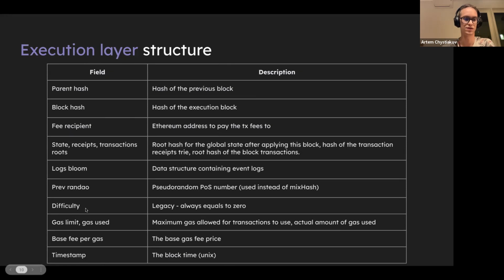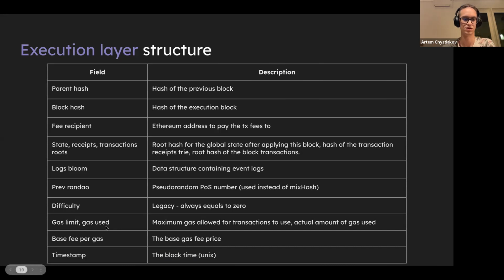And then there is the difficulty field. It is also a legacy one from proof of work consensus, but right now this field always equals 0, and it is just there, wasting space.